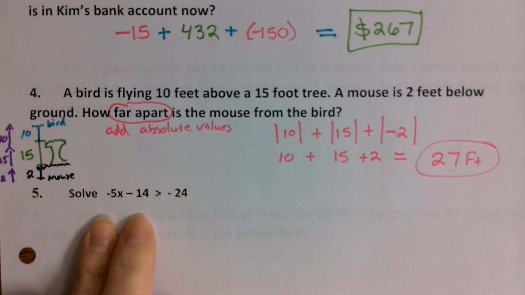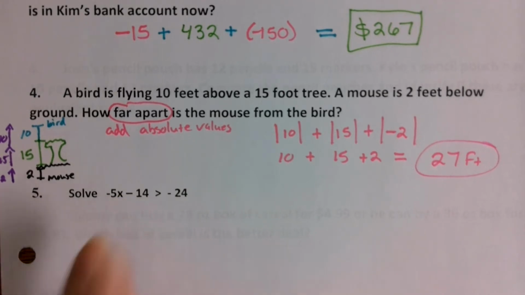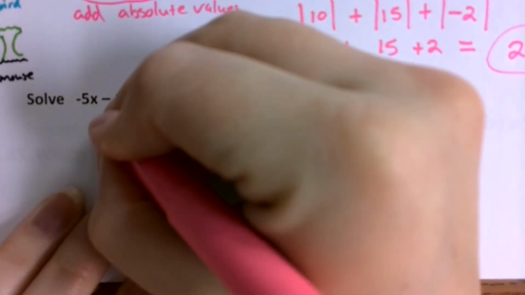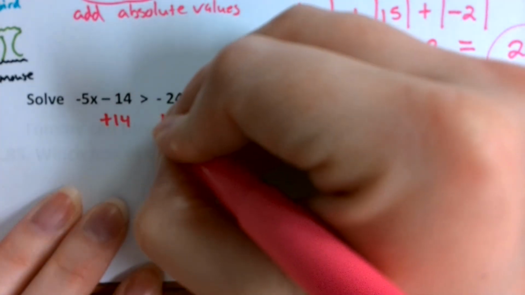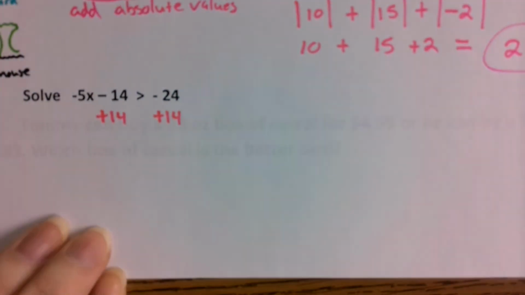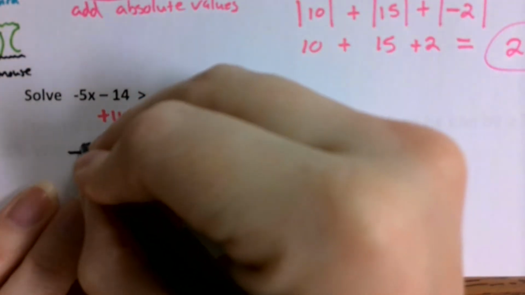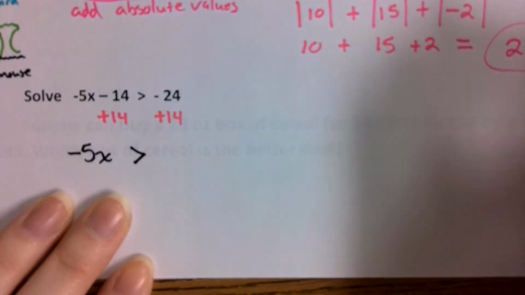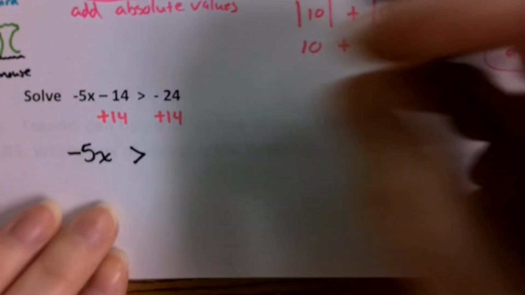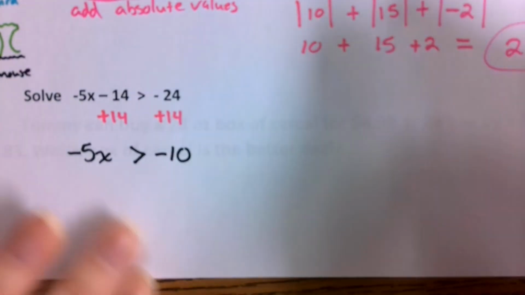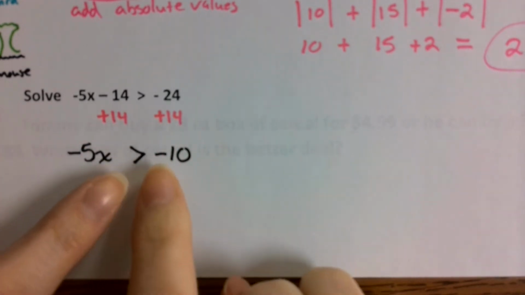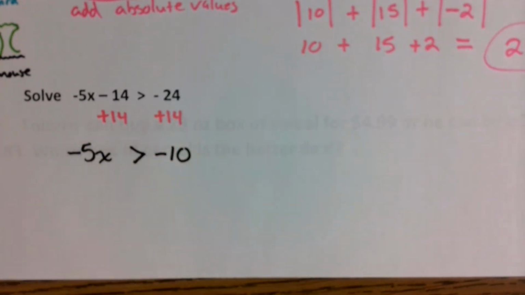Okay, now I need to figure out my first operation. What is the first inverse operation that we need to perform here? Addition. Right? We're going to add 14 to both sides. Okay, that negative 5x comes straight down, greater than, and the negative 24 plus 14, that's going to come out to a negative 10. Okay, remember addition and subtraction has no effect on your inequality, but multiplication or division does.